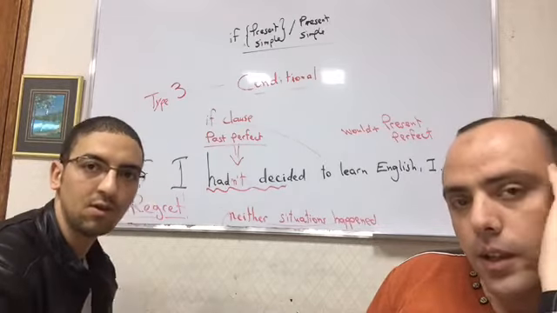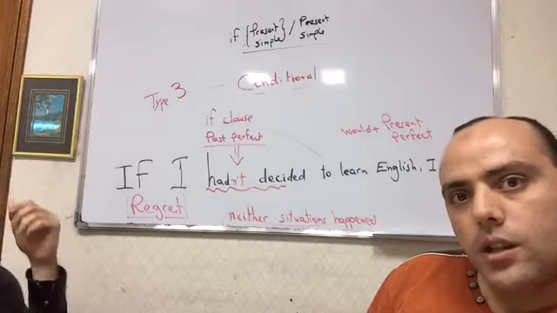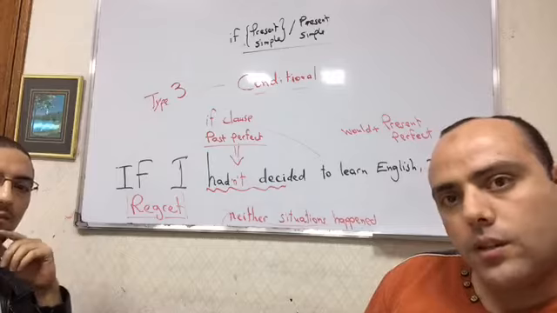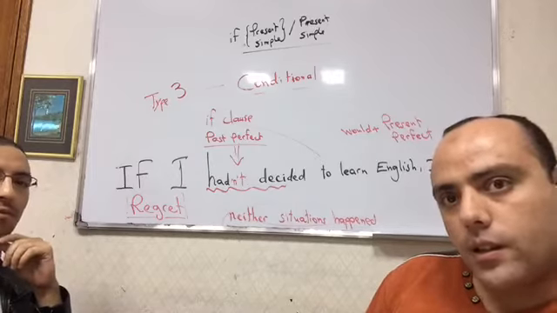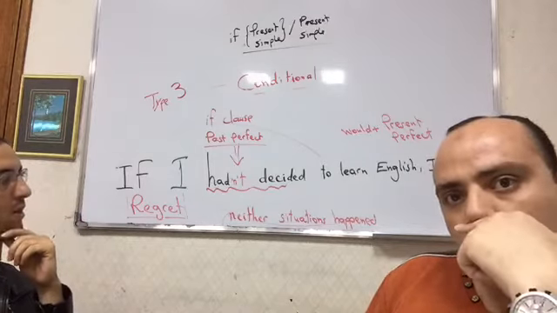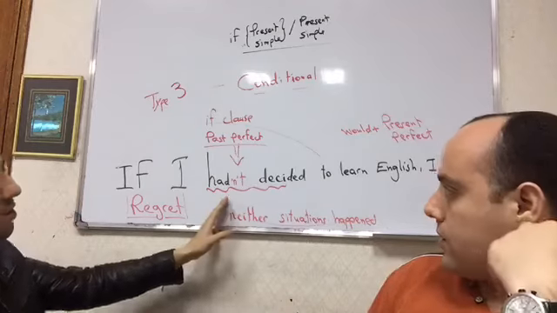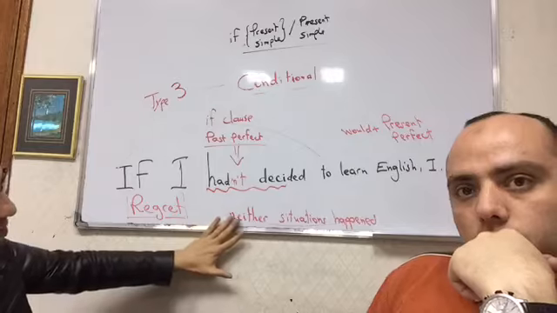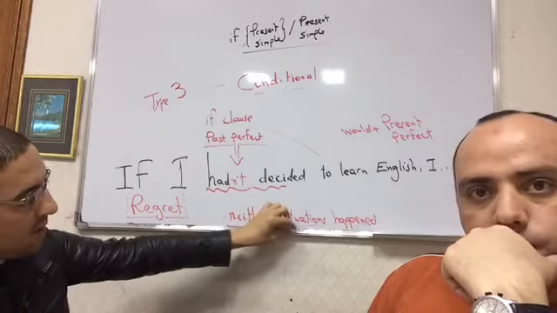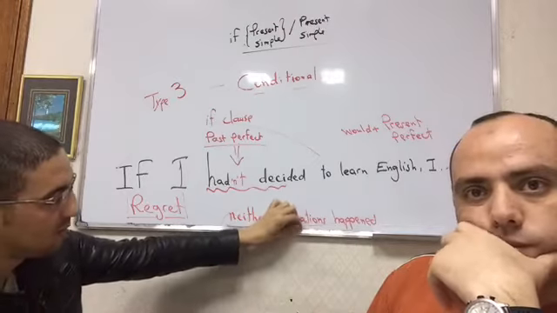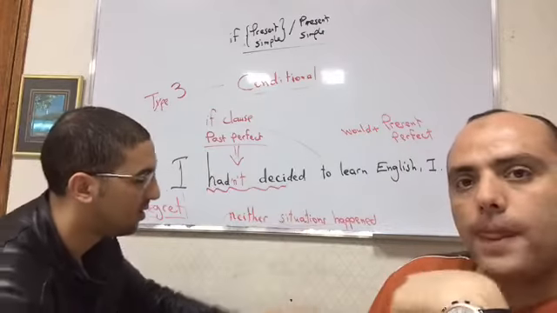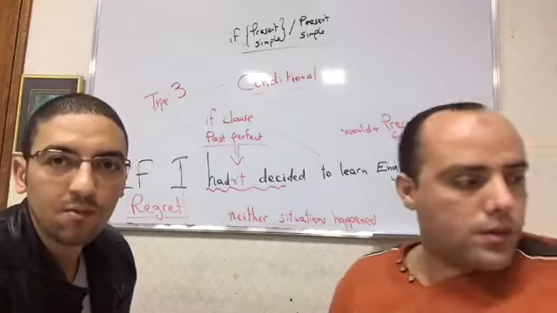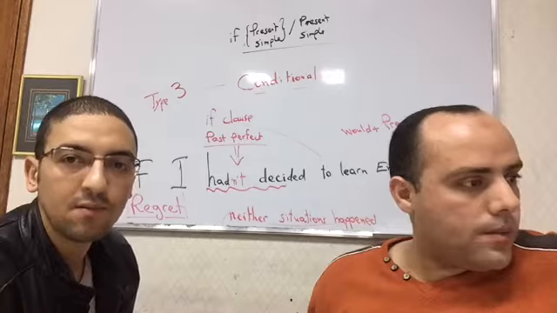It means that you didn't study hard, and as a result, of course, you didn't pass the test either. This is in the past. Neither the condition was achieved, nor the result. Neither situation happened in the past. So you did not study, and as a result of that, you did not succeed. You did not pass.